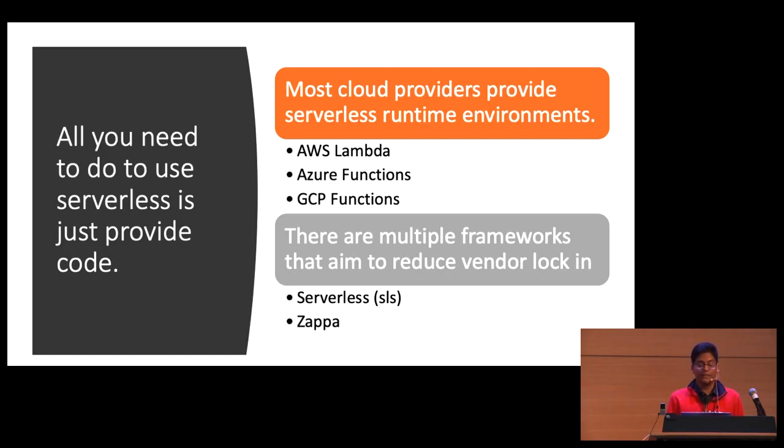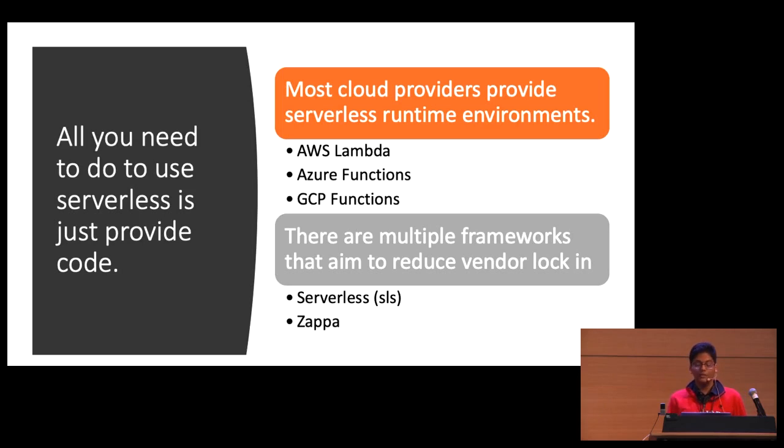Most cloud providers already have really great serverless runtime platforms. AWS has the Lambda platform, which has been around for the longest. Azure and GCP have their own function runtime environment. One thing you'll notice when using these runtime environments is that you'll run into vendor lock-in issues. So in order to avoid this, a lot of open source projects exist that expose a common framework that you can tap into to make your serverless applications.